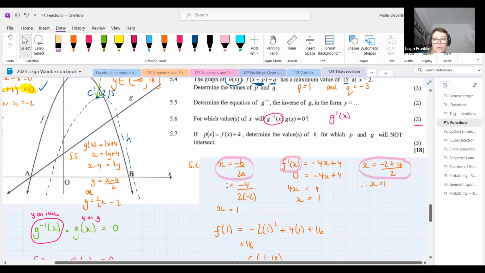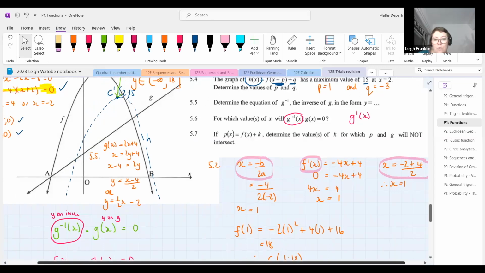Cool. All right, and then the very last question, I'm worried that we're running out of time now. Let's try and squeeze that in. So they've told us if p of x equals f of x plus k, determine the values of k for which p and g will not intersect.